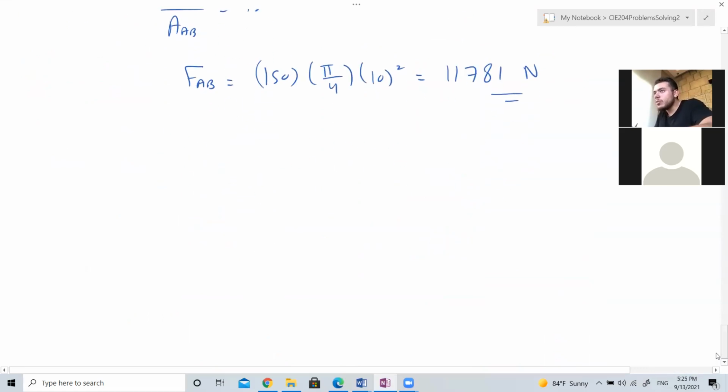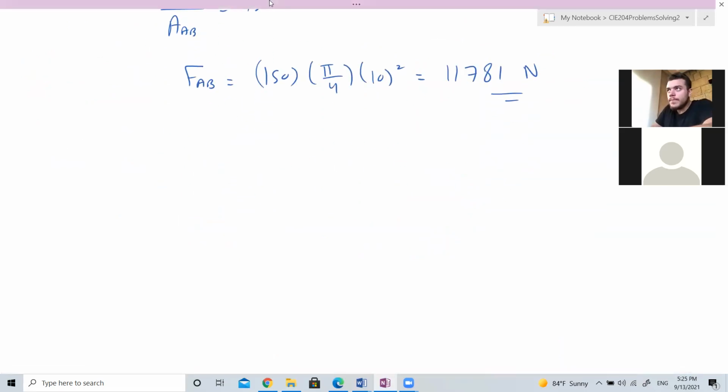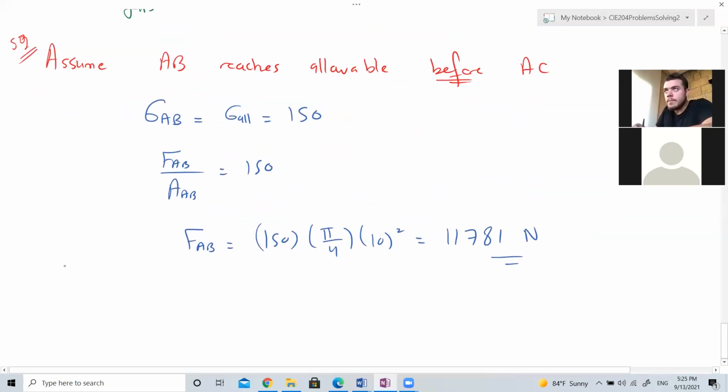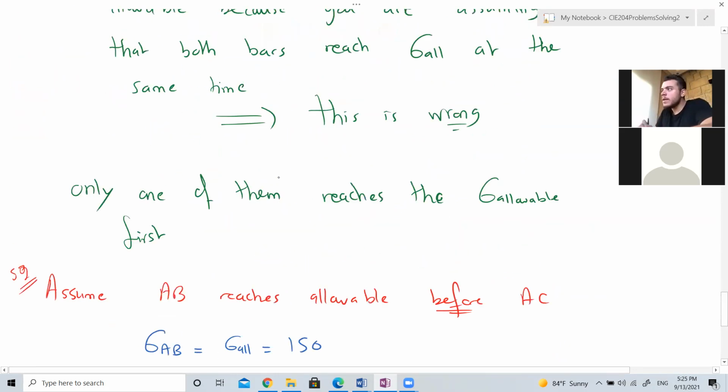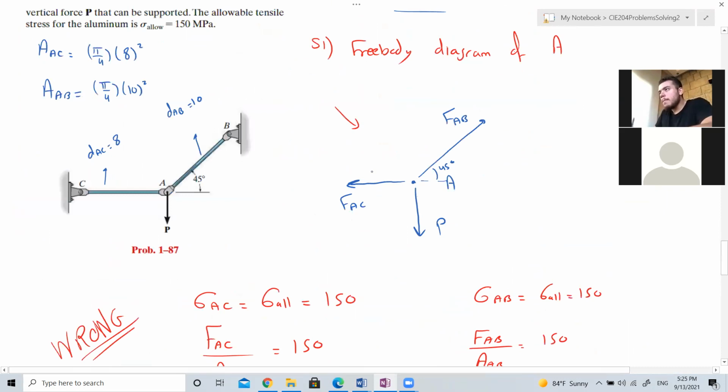So now in step number 3, find FAC from equilibrium. Summation Fx equal to 0. Therefore, minus FAC plus FAB cosine of 45 is equal to 0.